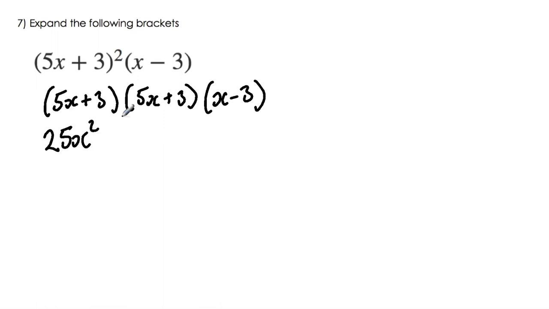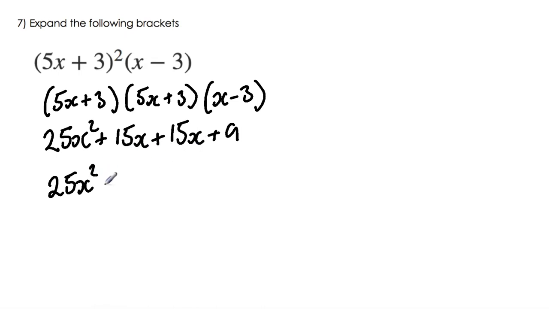5x times 3, which is 15x. 3 times 5 is 15x. 3 times 3, which is 9. Going to simplify it further by collecting like-for-like terms. So we have 25x squared.